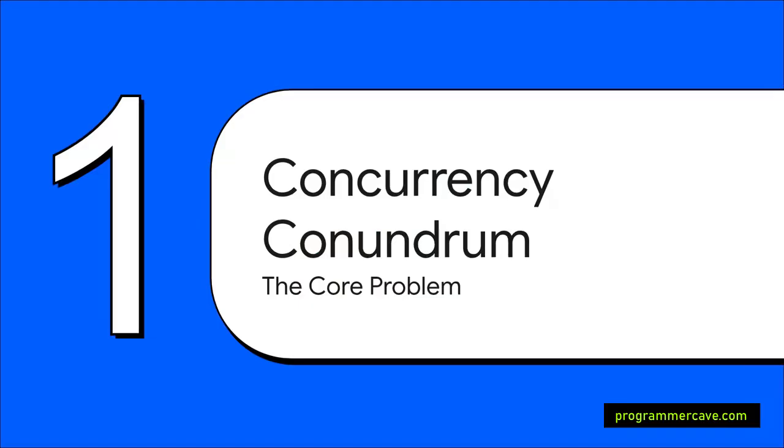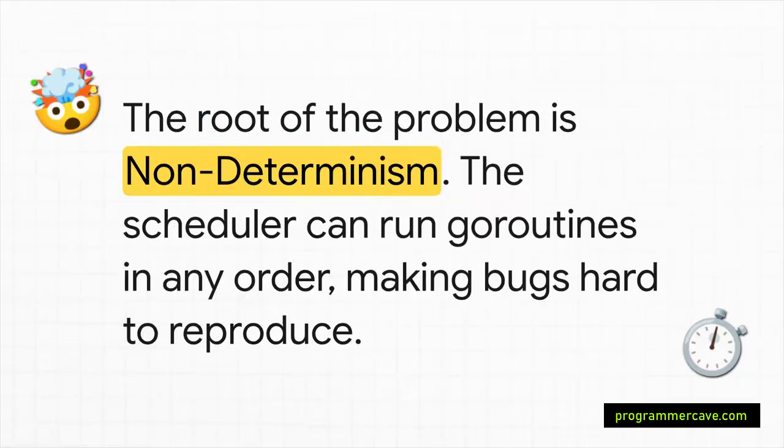So first up in part one, let's get to the bottom of this. We're going to call it the concurrency conundrum. Let's really break down what's happening under the hood that makes this so challenging. And here it is, the absolute root of all our problems, non-determinism. See, normal code runs top to bottom the same way every single time, but concurrent code, not a chance. The Go scheduler, think of it like an air traffic controller for your code, can decide to run your Go routines in a slightly different order every time you run the program. This means a bug might only show up when the timing is just perfect or, perfectly wrong.